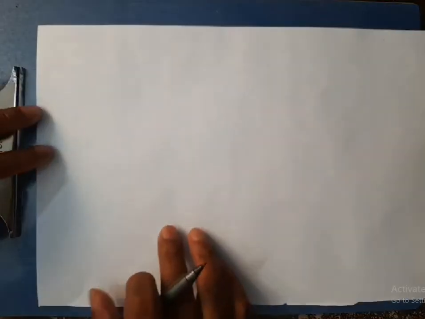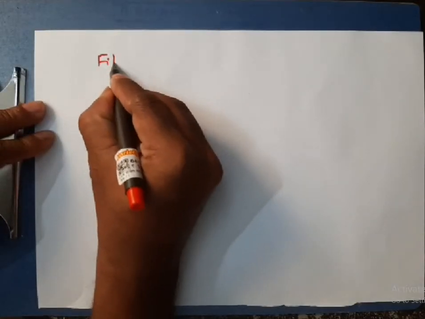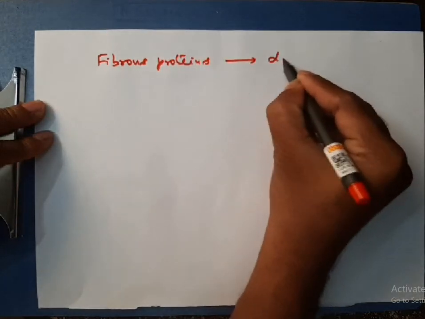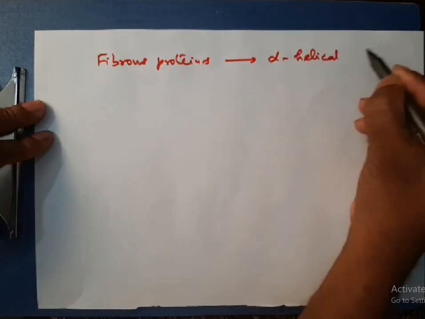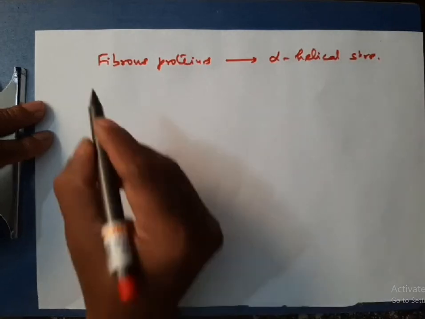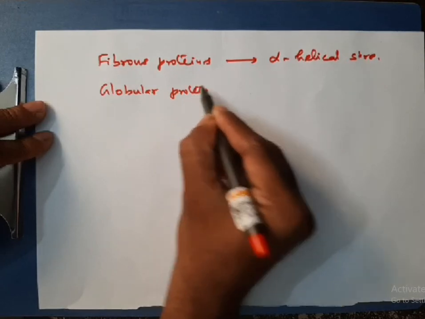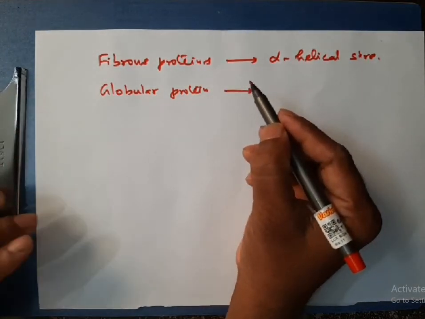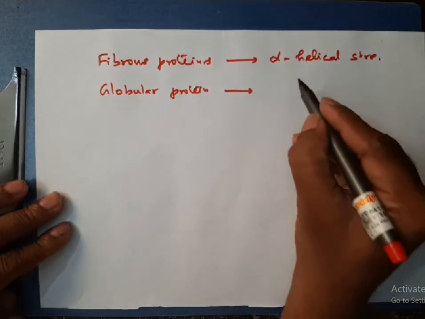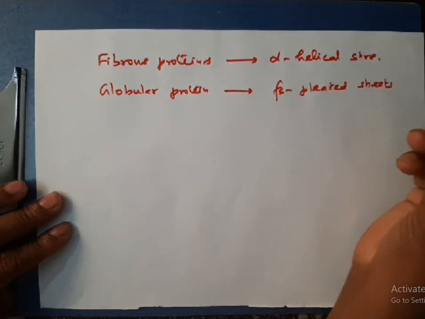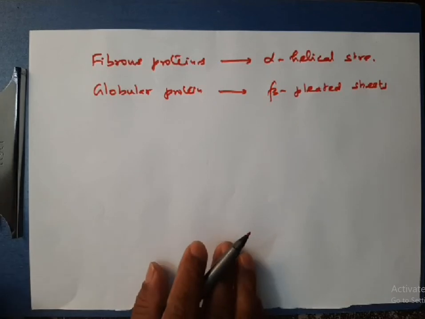Let me write here on the next page. Fibrous protein, let me write here. In general, fibrous proteins have alpha helical structure, whereas globular proteins, in general, predominantly exist in beta pleated sheets. Okay, keep this in mind. This is a very, very important point.